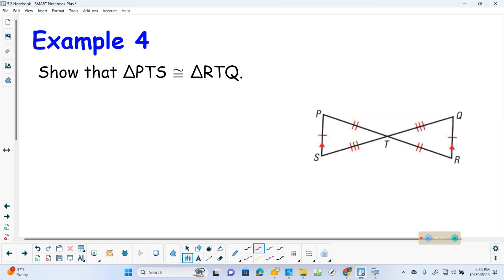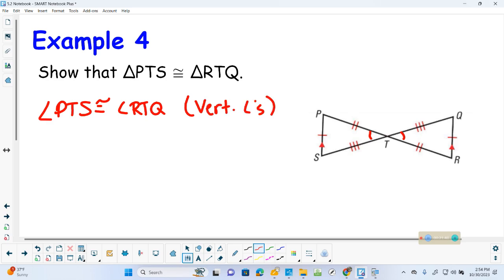I'm going to start with the easy ones. Those are congruent. Why? Vertical angles. Now I can't say angle T is congruent to T, because what are we talking about? I'm going to use the 3 letters. I'm going to call it angle PTS, and then the other one, let's call it RTQ. I'm not going to get crazy and write a paragraph. I'm just going to say vertical angles.